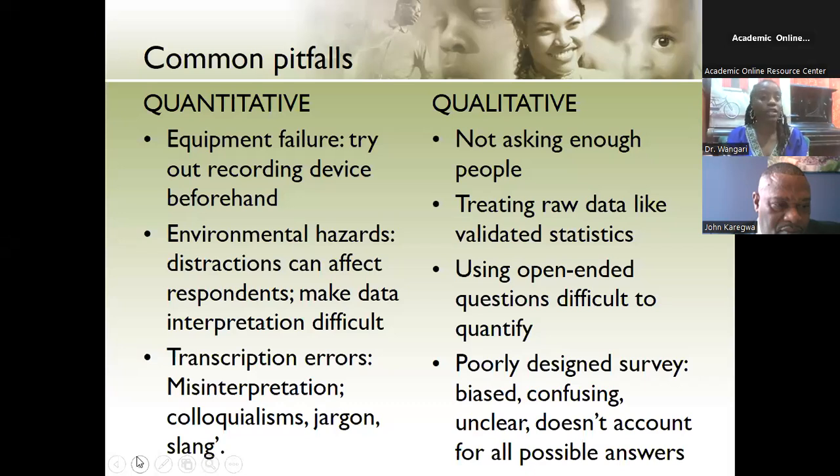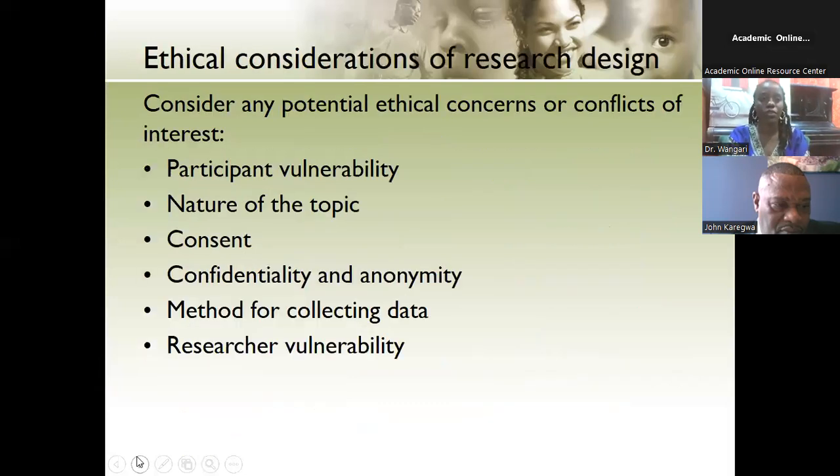And poorly designed surveys, this applies to both quantitative and qualitative. If the survey is biased, confusing, or unclear, it may not even account for all the possible answers. That's a problem. So you've got to look out for those. And just quickly, ethical considerations when thinking about methods, design, think about participant vulnerability.